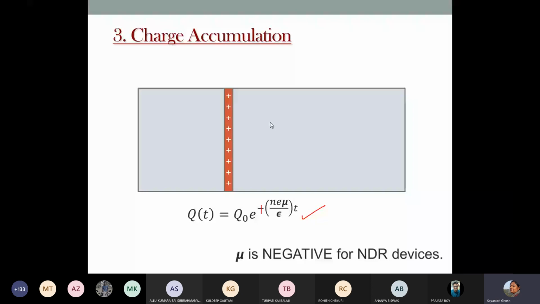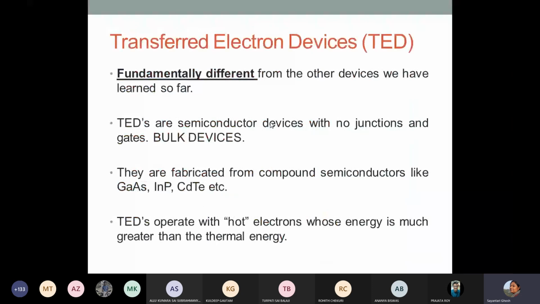Okay, so I tried to convey this idea as mathematically as possible to you. I guess it is conveyed, and I guess you understand this by now. So based on this very important notion, the other family of negative resistance devices that we are going to discuss next, gunn diodes, will work. Gunn diodes are basically called transferred electron devices, which are fundamentally different from other devices that we have learned so far, because these have no junctions inside them.